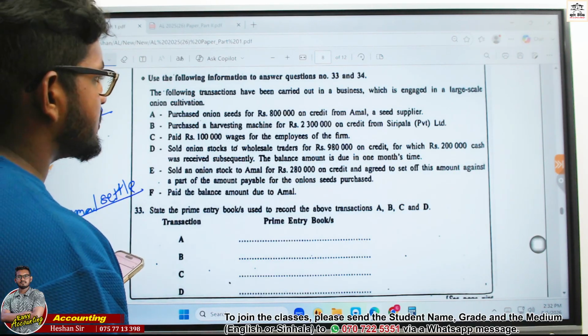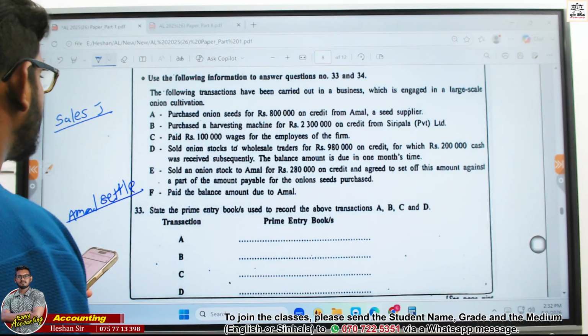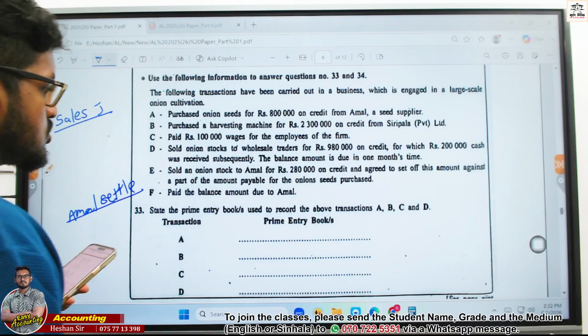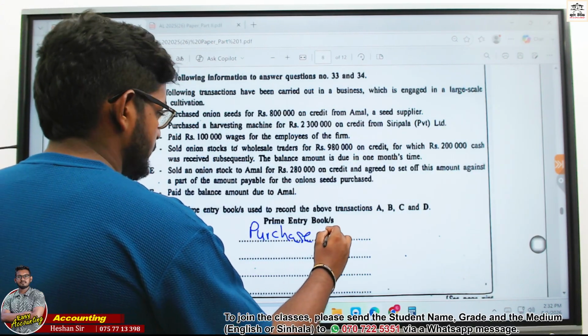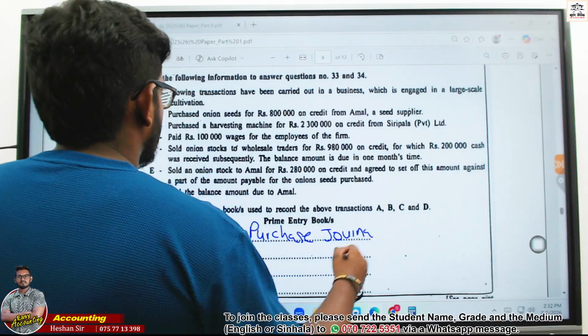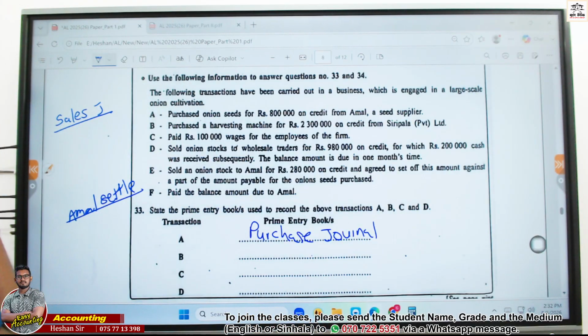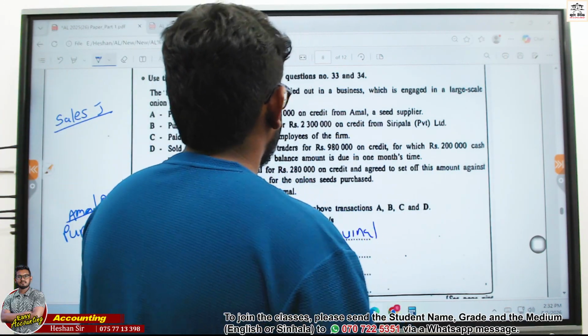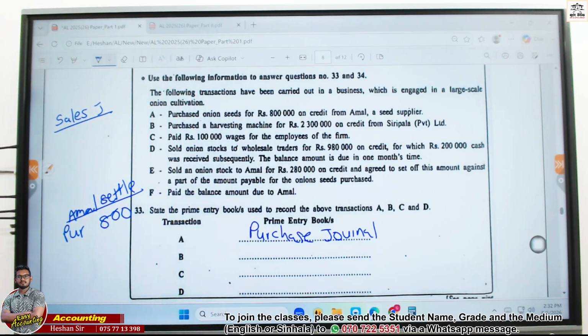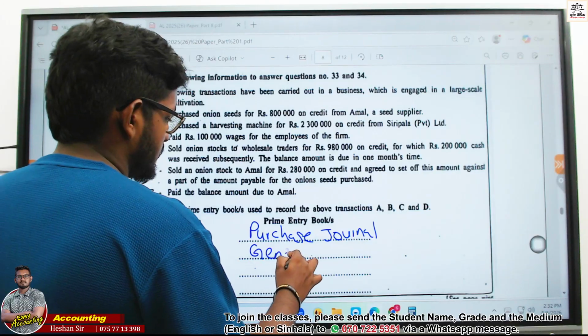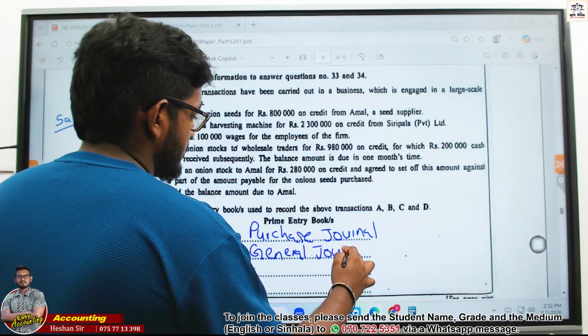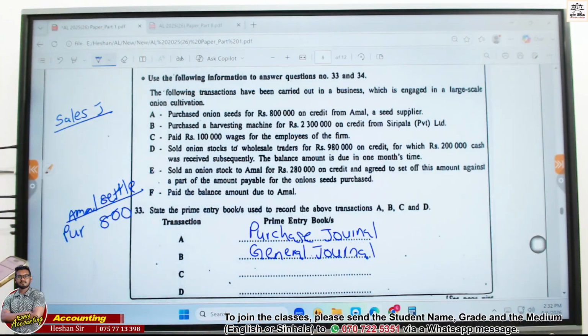Purchase onion seeds 80,000 on credit from Amal, the supplier. So you know that goes to the purchase journal. So we purchase from Amal 800. Purchase a harvesting machine 2,300 on credit from Siripala Private Limited. That is, you know, general journal. Why other transaction? Why not the inventory? General journal is for the usage purpose.